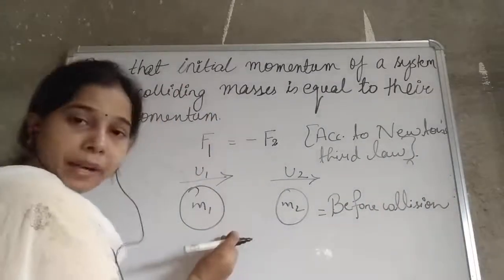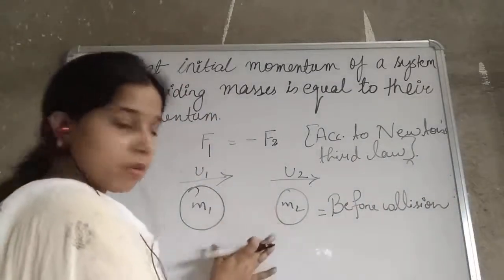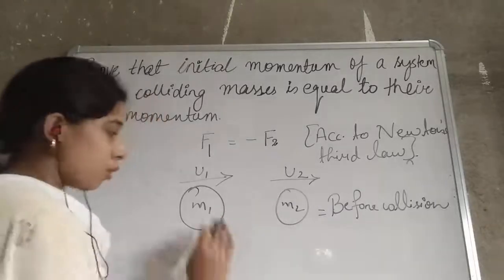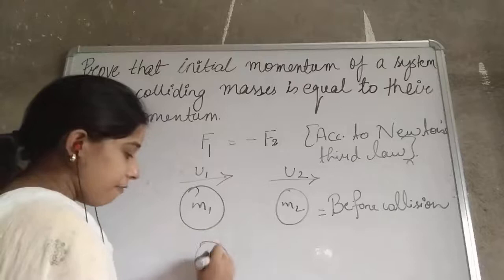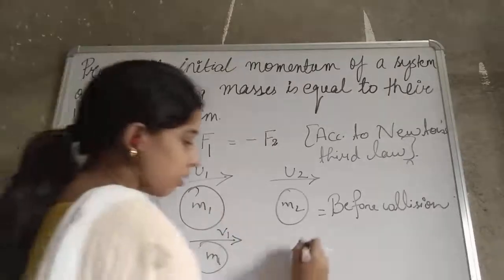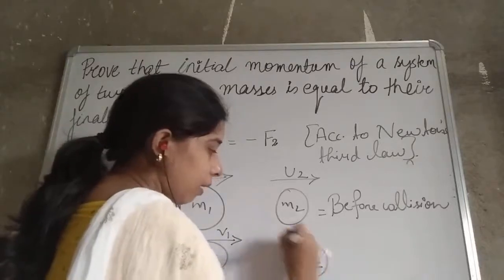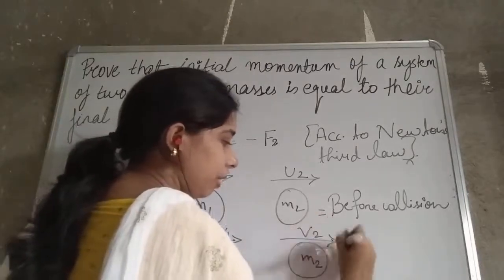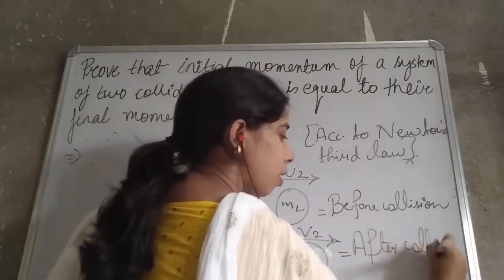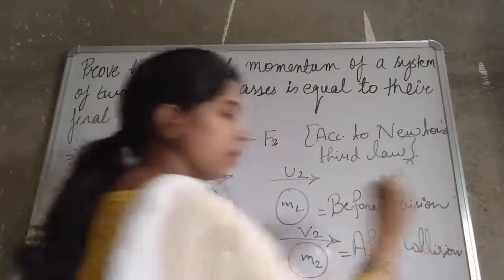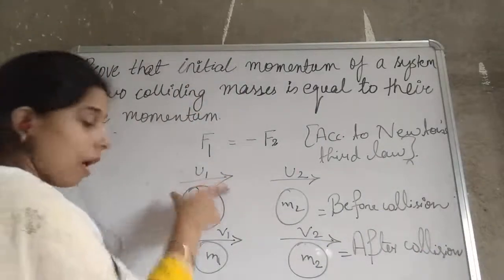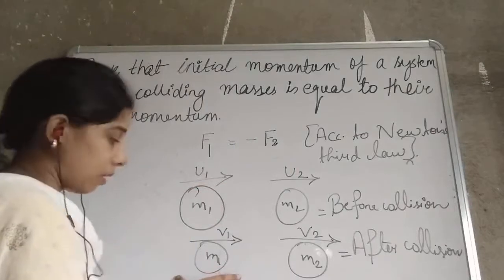During collision they collide with each other. It means after applying the force they collide with each other, and finally the velocity gets changed. So the velocity of m1 changes to v1, and the velocity of the m2 body changes to v2. This is after collision. Before collision it was having velocity u1, and after collision it is having velocity v1.